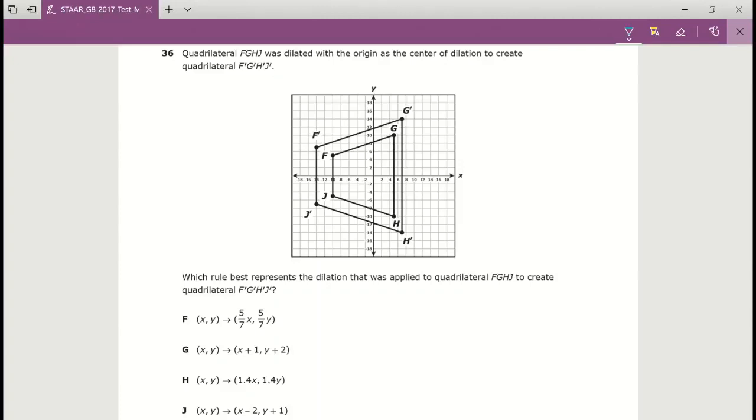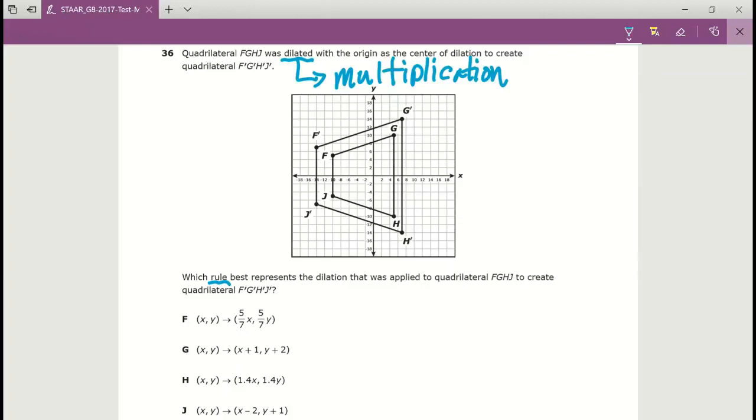Okay, question number 36 is a dilation question. It says we have this quadrilateral here, FGHJ. We dilate it, and we get this bigger quadrilateral FGHJ prime. So the first thing we need to think of is that when you see dilation, and it asks us about the rule, we remember that dilations have multiplication.